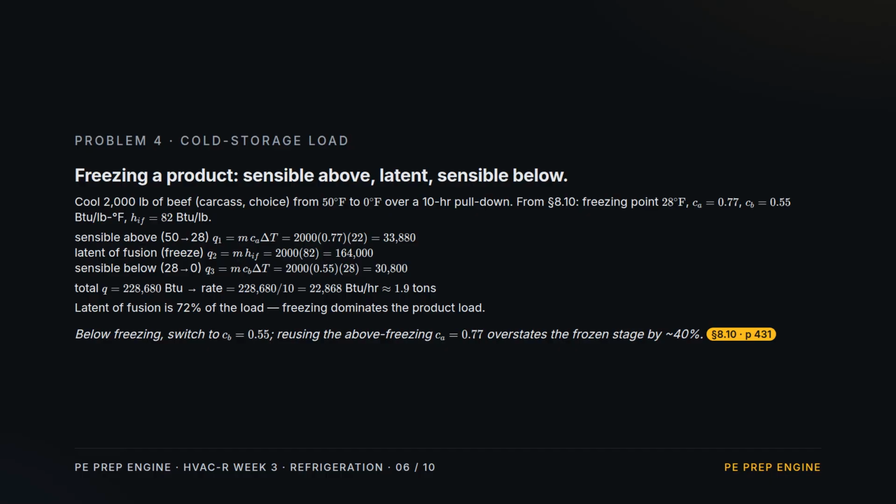Sensible below freezing: mass times the lower below-freezing specific heat times the last 28 degrees. 30,800. Sum is about 229,000 BTU. Over a 10-hour pull-down, that's roughly 1.9 tons. Freezing is most of the load, and you must switch to the below-freezing specific heat for the last stage.